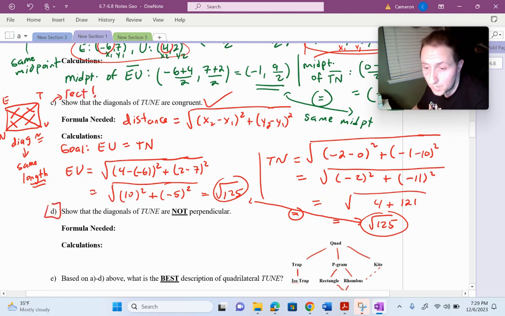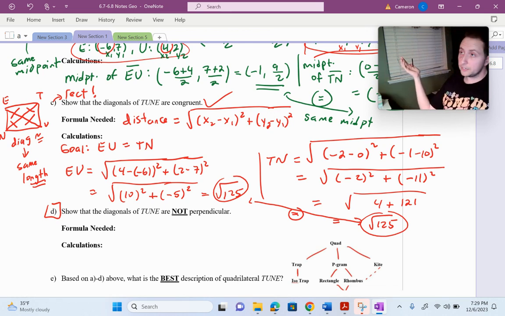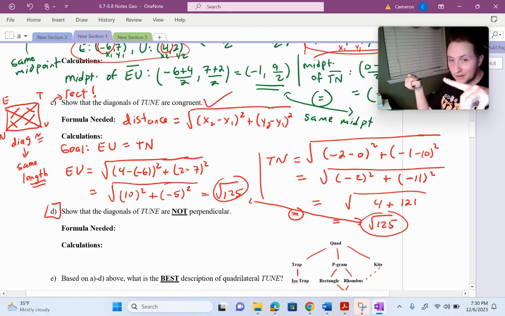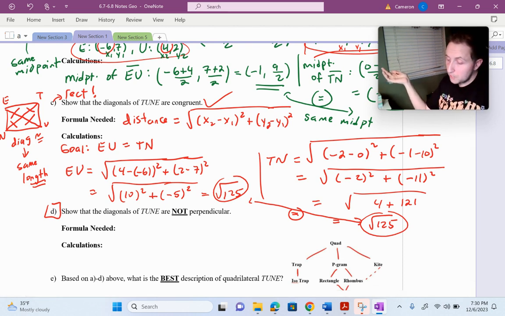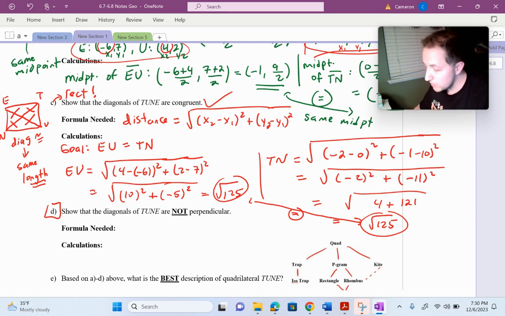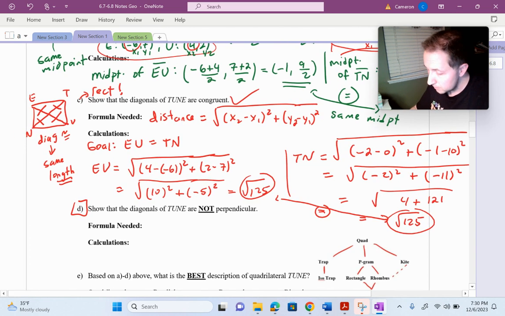In order to show it's a rhombus, I could check a couple things. I could check if the shape is equilateral, but then I would have to use the distance formula again to find the side lengths, and I don't think we want to have to use the distance formula again, right? Another way of showing it's a rhombus is to show that the diagonals are perpendicular. If the diagonals are perpendicular, it's a rhombus. And we know how to check for perpendicular.